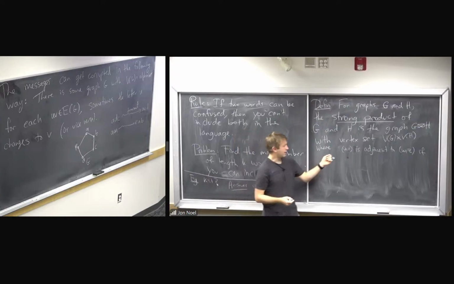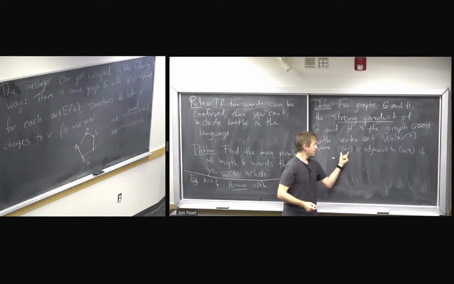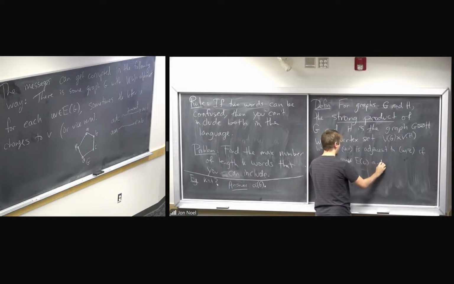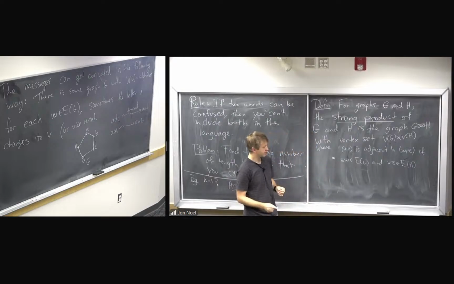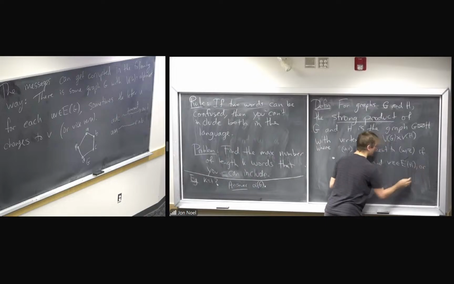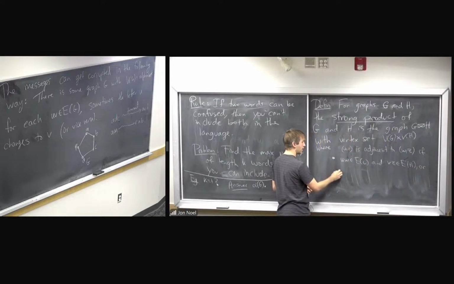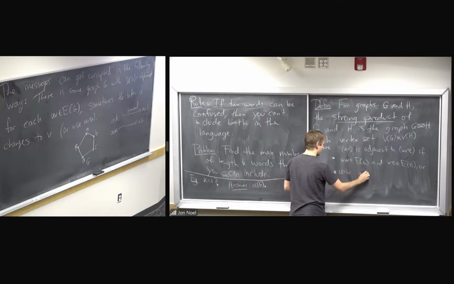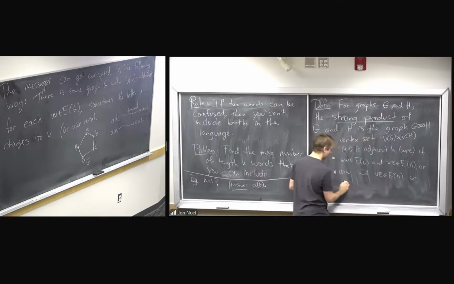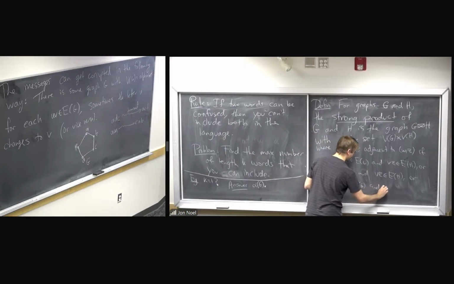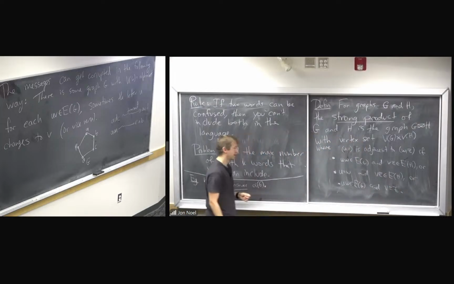The first condition is that this pair is adjacent to this one if U is adjacent to W in G, and V is adjacent to Z in H, or U is equal to W, so these are actually the same vertex of G, and VZ is an edge of H, or thirdly, you could have UW an edge of G and V is equal to Z. Okay, it's kind of a mouthful.